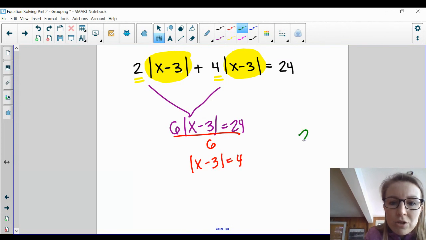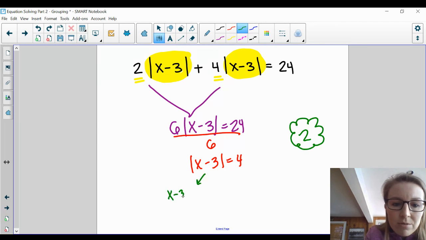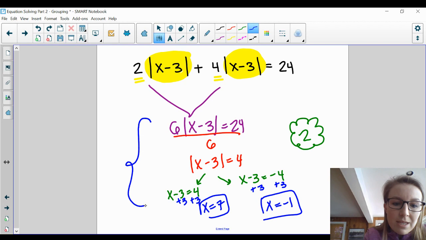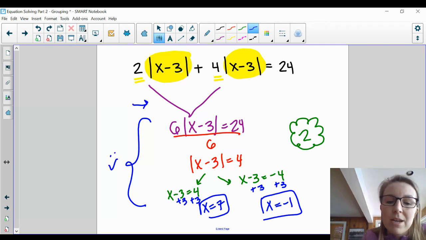I'm then going to make my 2 equations because we're looking for 2 answers here. So I have x minus 3 equals 4, and I have x minus 3 equals negative 4. We're going to add 3 to both sides. So one of my answers is x equals 7. And my other answer here, when I add 3, is going to be x equals negative 1. So again, the majority of this is what you already know. It's this first step that is new. And again, it's just combining like terms, which in theory you also already know how to do.